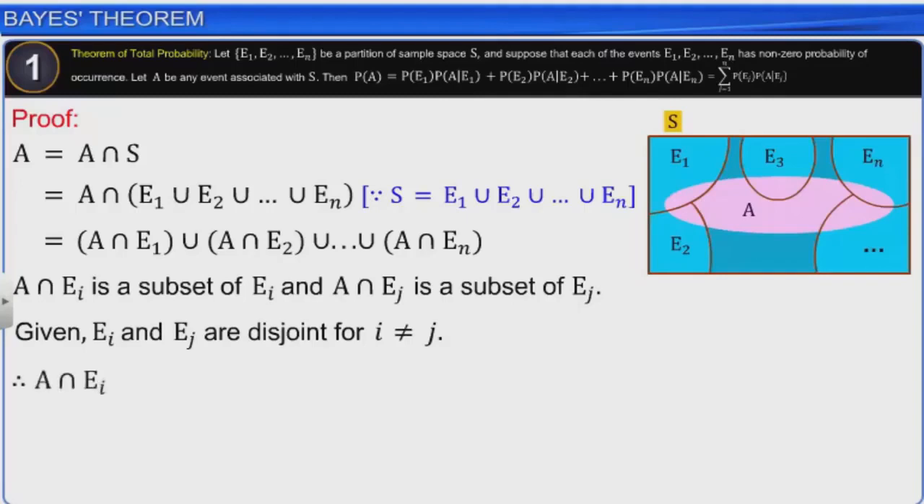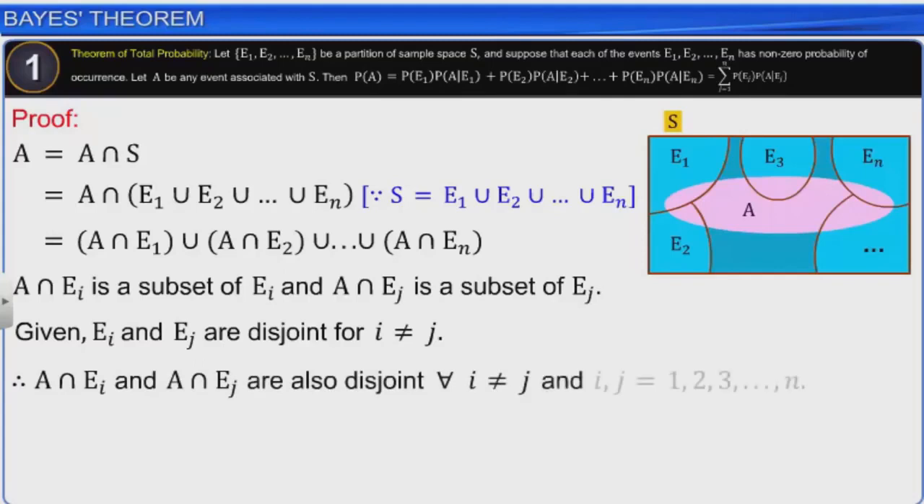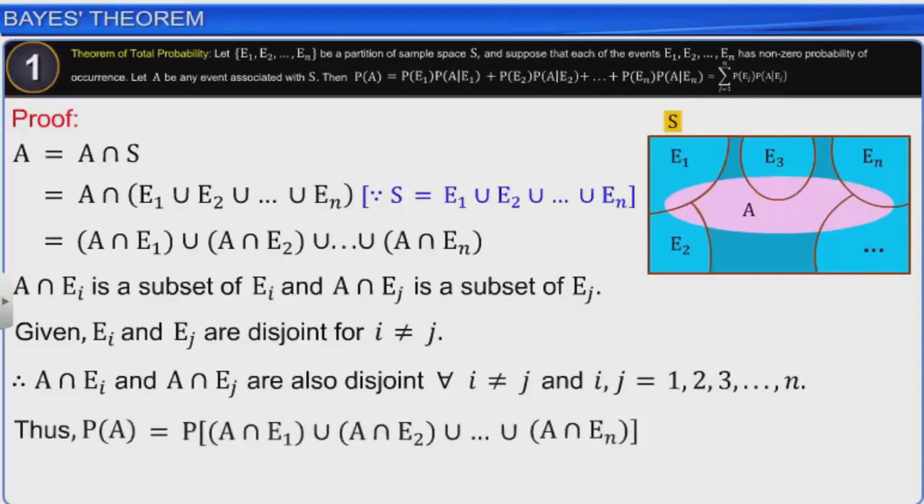Therefore, A intersection Ei and A intersection Ej are also disjoint for all i not equal to j, and j is equal to 1, 2, 3, and so on till n. Thus the probability of A is equal to the probability of the union of A intersection E1, A intersection E2, and so on till A intersection En. This is equal to the sum of the probabilities of A intersection E1, A intersection E2, and so on till A intersection En.